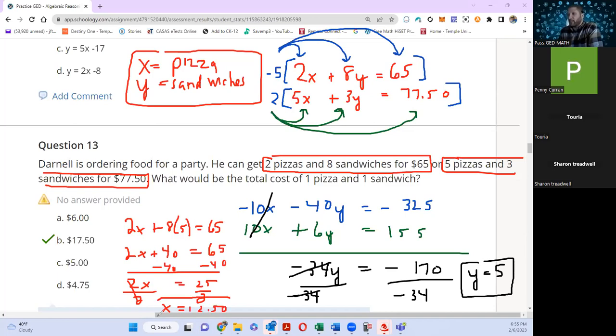So each pizza is 12.50. They could ask you how much the pizza costs, or how much the sandwich costs. In this question, they asked you how much one of each would cost. So I add 12.50 plus 5, and we get 17.50.